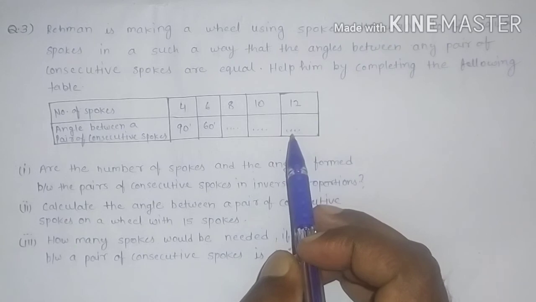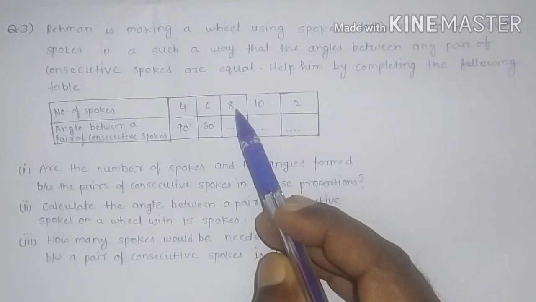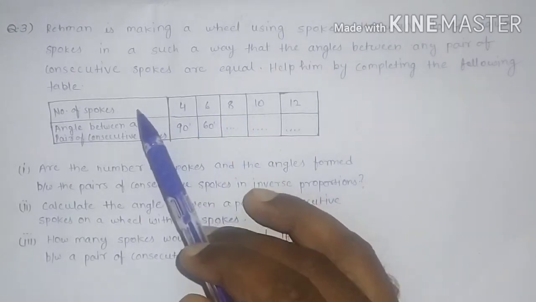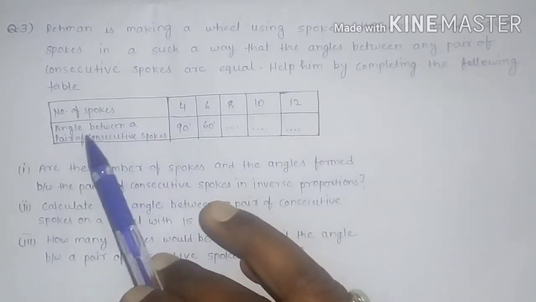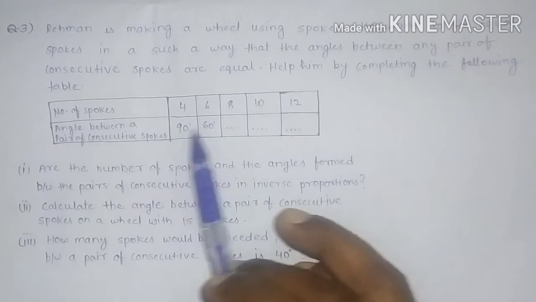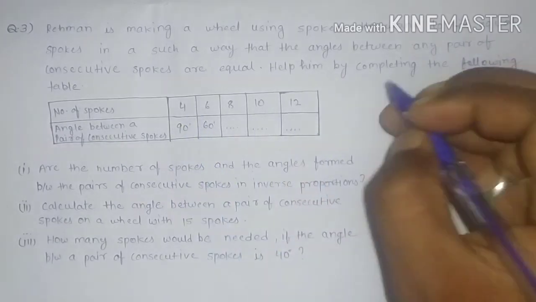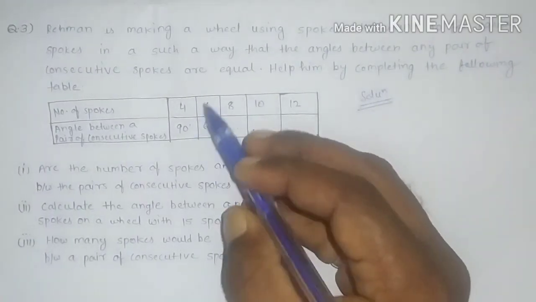So what we have to do here: when the number of spokes is 8, then the angle between a pair of consecutive spokes will be... if the number of spokes is in increasing order, the angle between a pair of consecutive spokes is in decreasing order. So these are in inverse relationship. So simply just write here the solution. These are in inverse relationship.